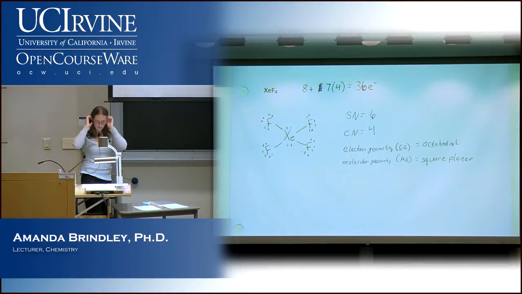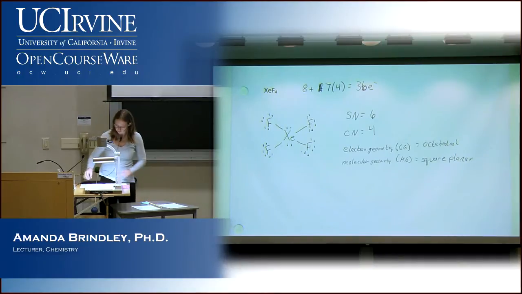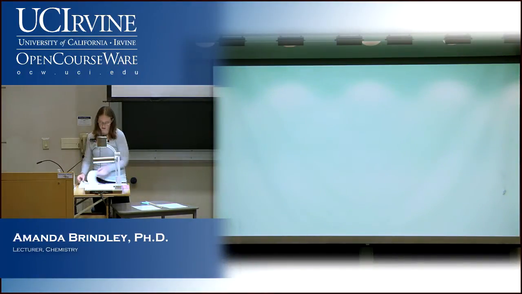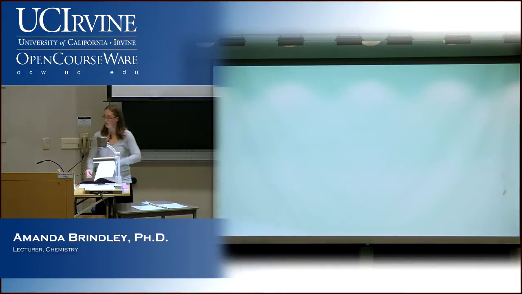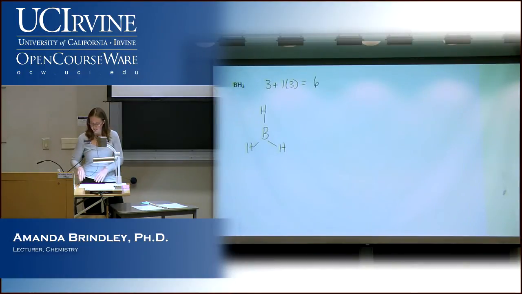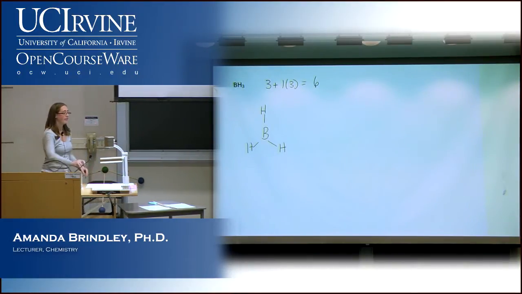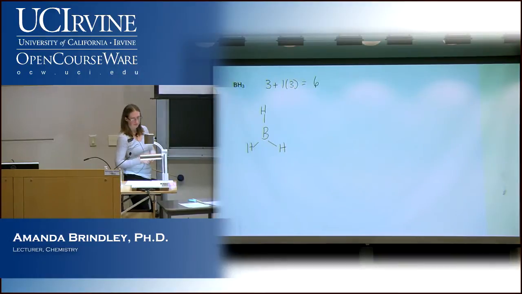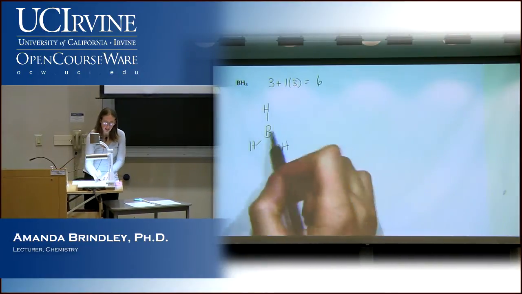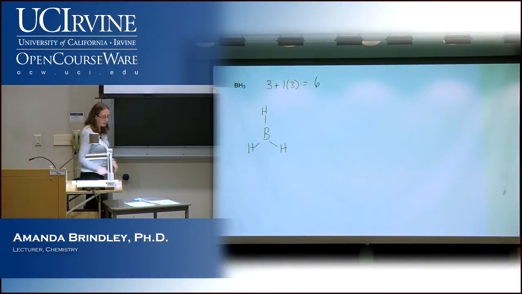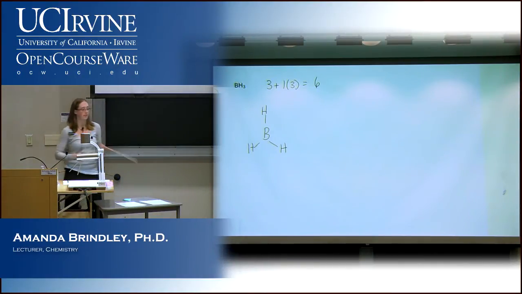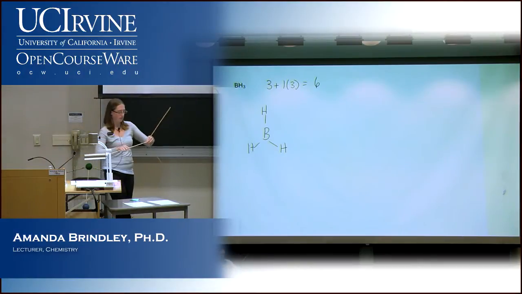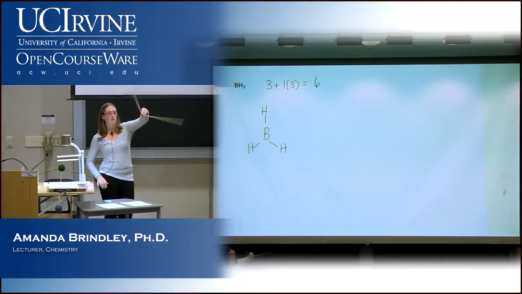All right. Next one. So we have boron trihydride. Okay. So we have our central atom, and we have 3 things bonded to it. So again, taking the shortcut with just sticks instead of the full molecules, we have this shape. So what is that?